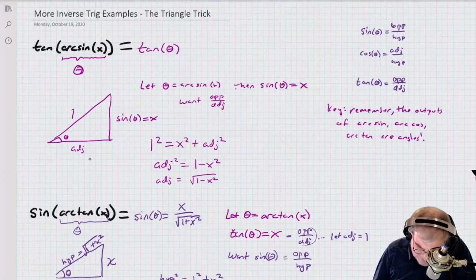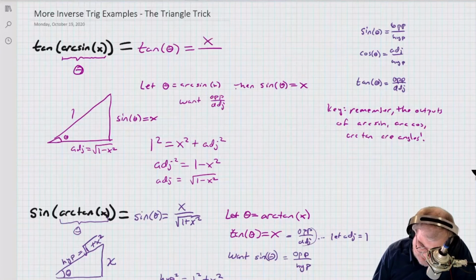So now, this right here is the square root of 1 minus x squared. And what I want is tangent. Well, tangent is opposite over adjacent. So I take the opposite, x, and I put it over this. And I get that this equals x over the square root of 1 minus x squared.